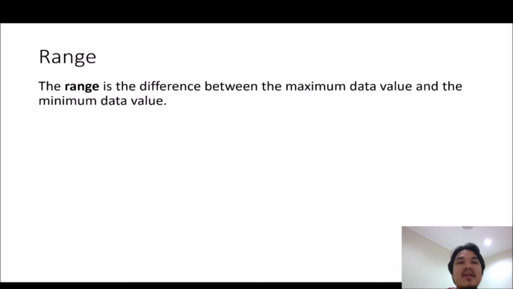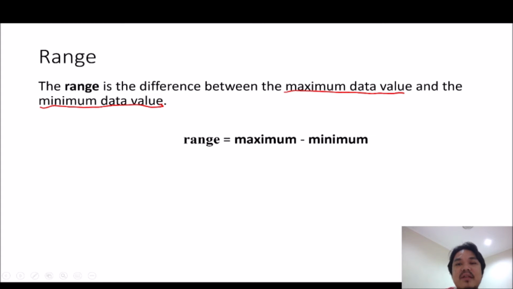In finding the range, all you have to do is to identify the maximum data value and the minimum data value of your data set. The formula in finding the range is maximum value minus the minimum value. Remember, when you are finding the range of a given data, you just need to consider the endpoints. These are the maximum value and the minimum value.